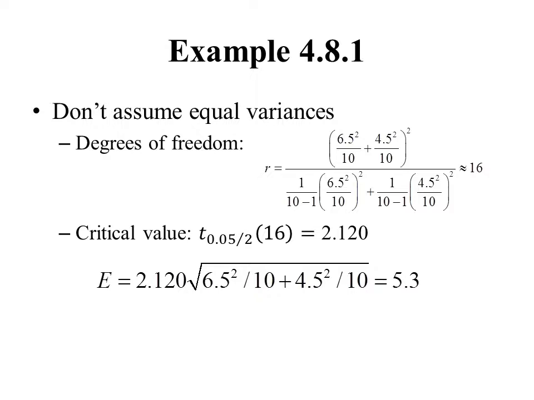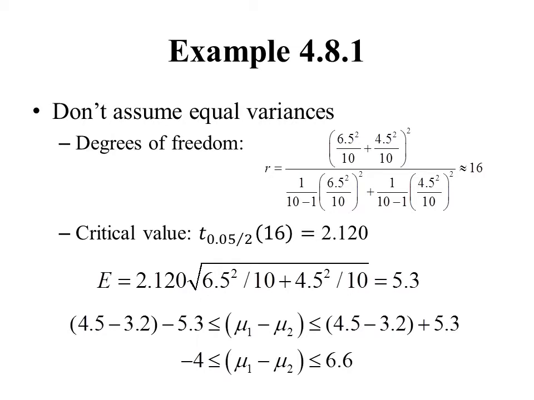And so now we'll calculate our margin of error. Here's our critical value. Here's S1 squared divided by N1, S2 squared divided by N2, and we get our margin of error of about 5.3. And then we'll calculate our confidence interval, same basic way. Here's the difference of our sample means, subtract the margin of error, add the margin of error, do that arithmetic, and we get this confidence interval.